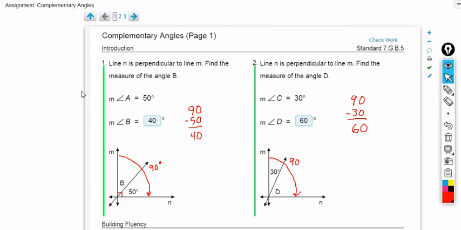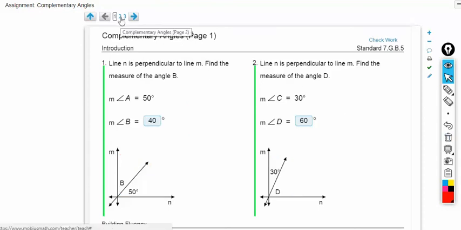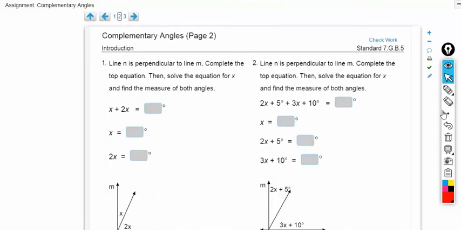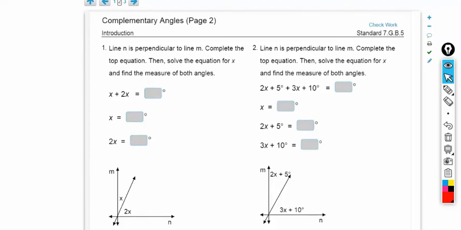Alright, so that's page 1. So let's go on to page 2. Of course, you would do the bottom by yourself. Alright, page 2. So we start out with the perpendicular lines. So that means that this whole thing right here must be equal to 90 degrees.